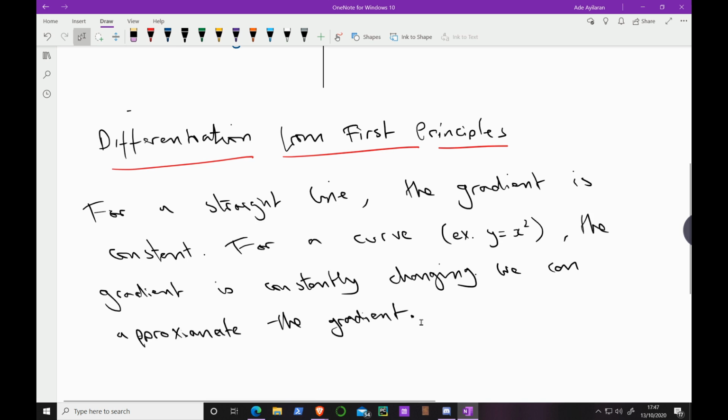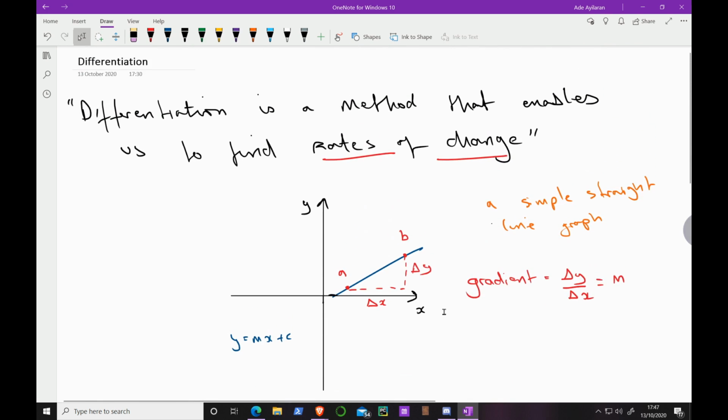So, differentiation from first principles. To briefly recap, we know that differentiation is a method that enables us to find rates of change. We have compared it with GCSE maths, where in order to find the gradient of a simple straight line, it's change in y over the change in x. We find 2 points along the line.